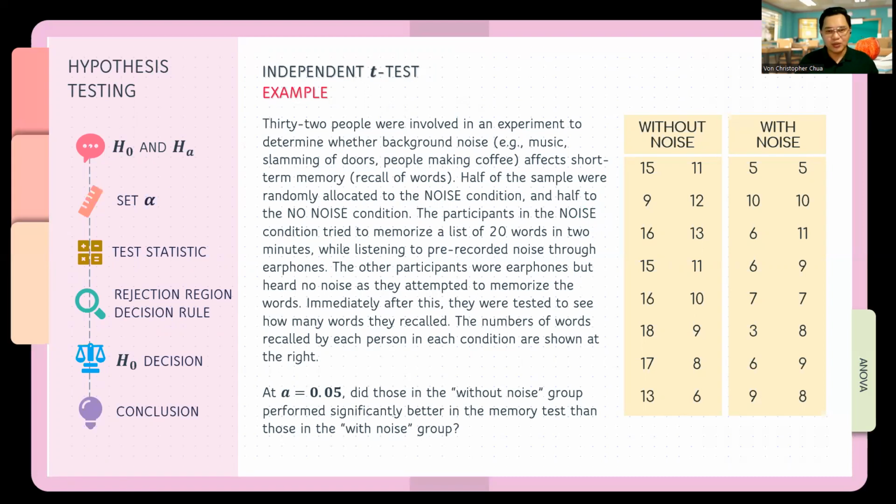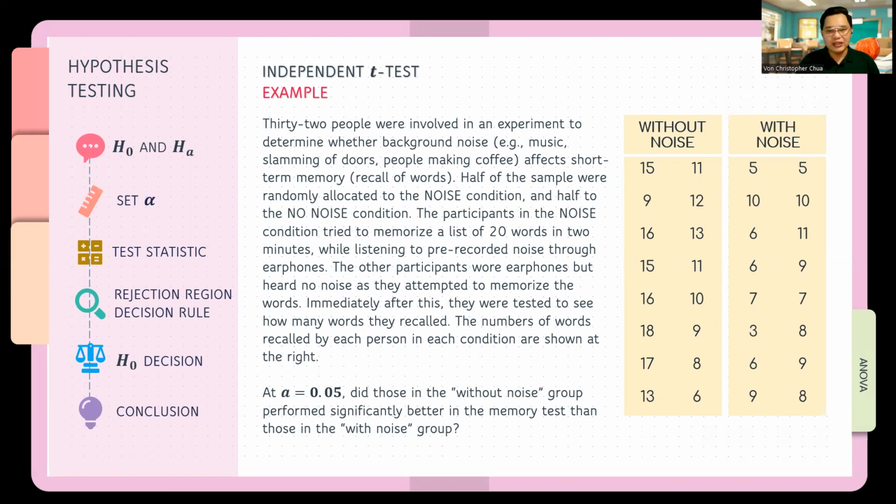So take note, we're not just working with a single sample. We're now working with two different samples that are independent of each other. And that's what makes the independent t-test more appropriate than the dependent t-test. The participants in the noise condition tried to memorize a list of 20 words in 2 minutes while listening to a pre-recorded noise through earphones. On the other hand, those who are in the no noise condition or the no noise treatment are participants who wore earphones but heard no noise as they attempted to memorize the same words.